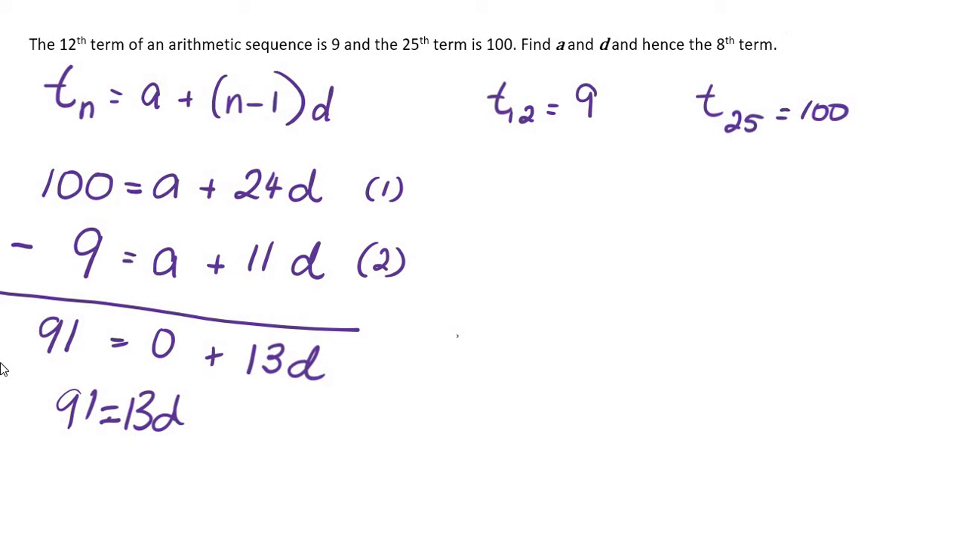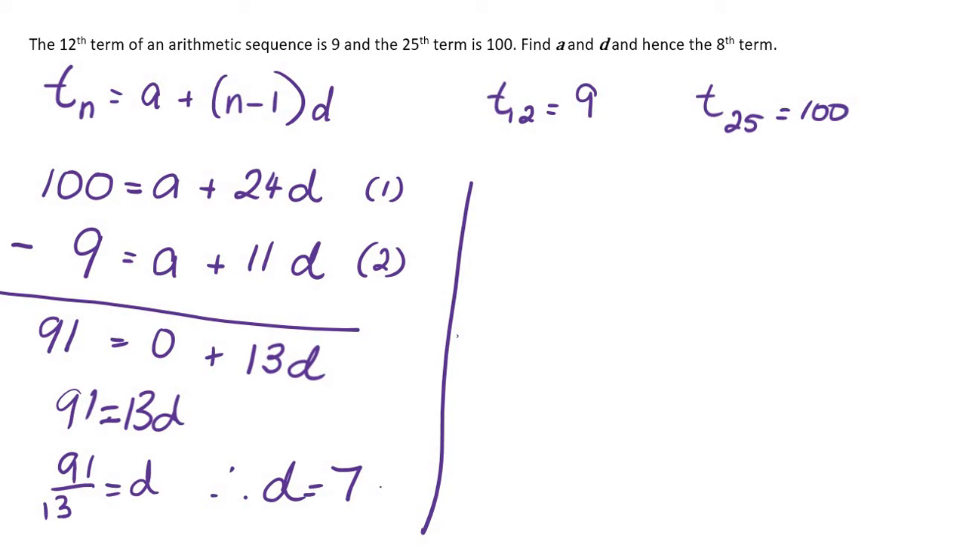So then I can regroup. 91 divided by 13 equals d. So therefore d equals 7. Now that we've found our d value, we can substitute it into either equation 1 or 2 to find out what our a value is. So if I use one equation, 9 equals a plus 11 times 7, because we found out our d value was 7. So therefore 9 minus 77 equals a. So therefore negative 68 equals a.